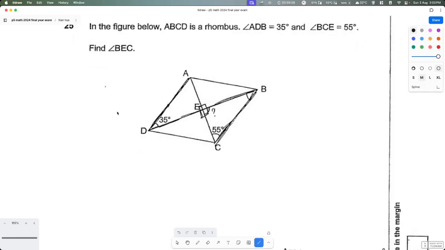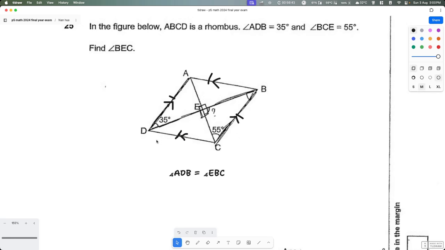So for a rhombus, everything is equal in terms of the different sides over here. What this means is that the angles will also be the same. So which angles are the same? In this case, angle ADB is also equal to angle EBC.